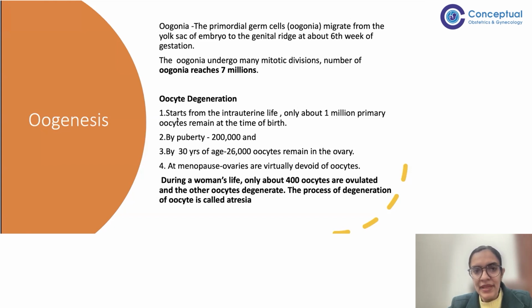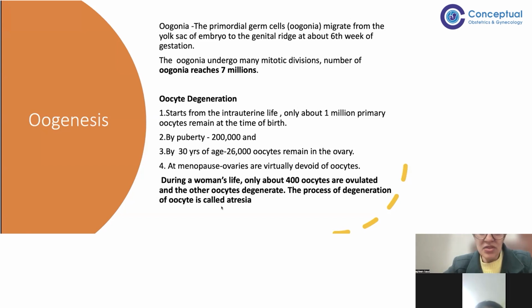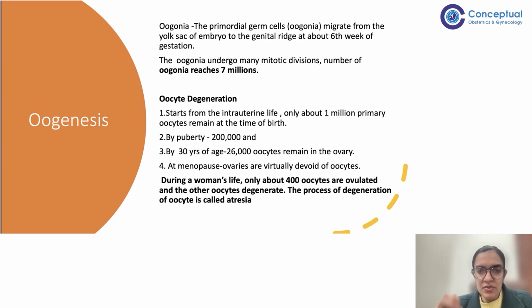fetus, right? But at the time of birth, only about 1 million remain. So 6 million are destroyed from 20 weeks till birth. Then by puberty, about 2 lakh remain, and by 30 years of age, only 26,000 oocytes remain. Out of this also, during our life, only 400 oocytes actually ovulate. The others just degenerate, and they are known to undergo atresia. So actually only 400 oocytes will release their egg.